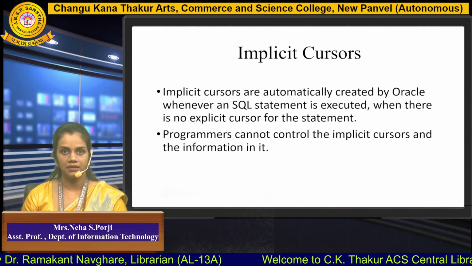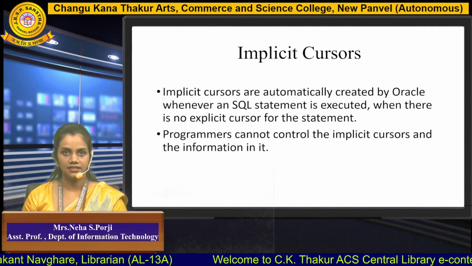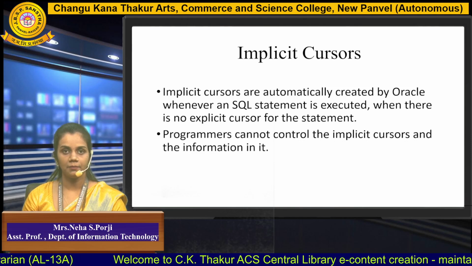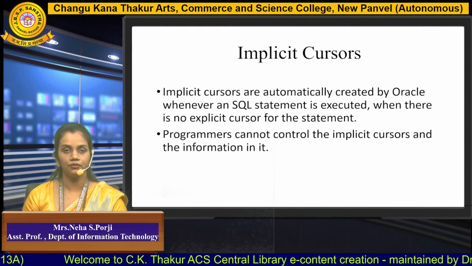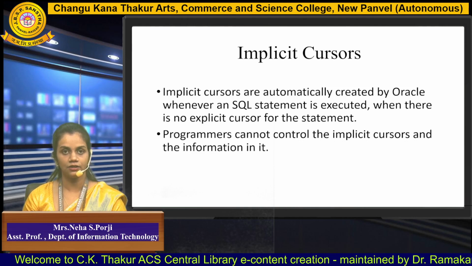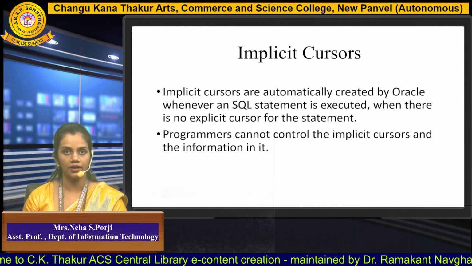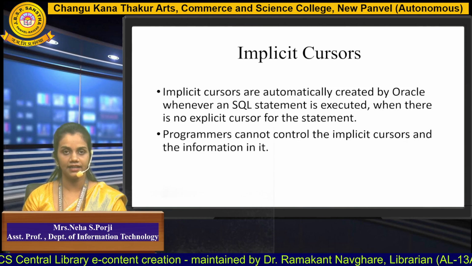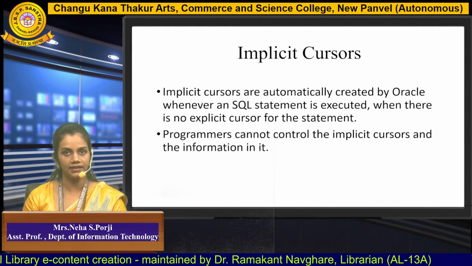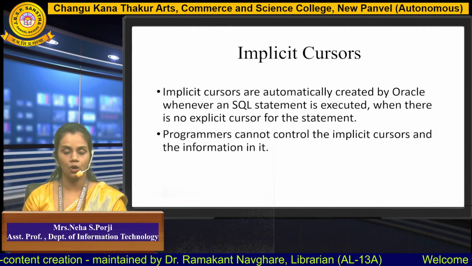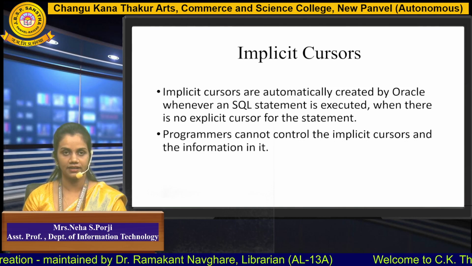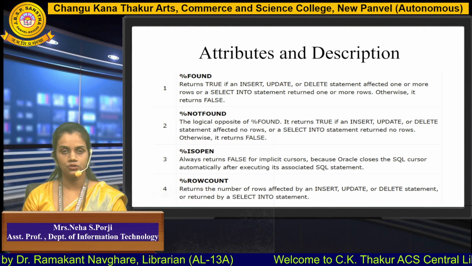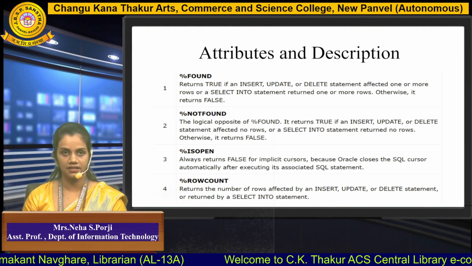Now talking about implicit cursors: they are automatically created by Oracle. It means the programmer of the SQL has no control on the implicit cursor. It also means that the programmer does not have to create the implicit cursor. It will be automatically created. It will be moving row by row automatically by Oracle, and it will be stopped or closed by Oracle automatically. Okay. Now, these are some of the commonly used attributes in the implicit cursors.